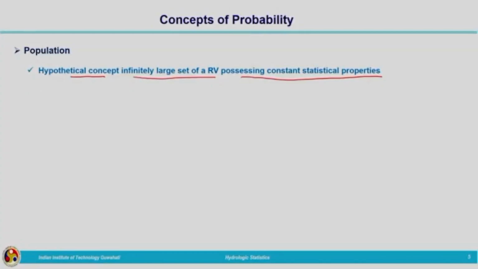For example, if you are carrying out the rainfall analysis related to annual maximum rainfall value, we will be considering a certain number of years of data, for example 30 years data. But population is the one which is dealing with a large set of data which has occurred in the past and which is going to happen in the future, for which the statistical properties are constant. There won't be any change in the statistical values. That is why it is termed as a hypothetical concept. Statistical properties such as mean, standard deviation, etc. are considered to be constant.